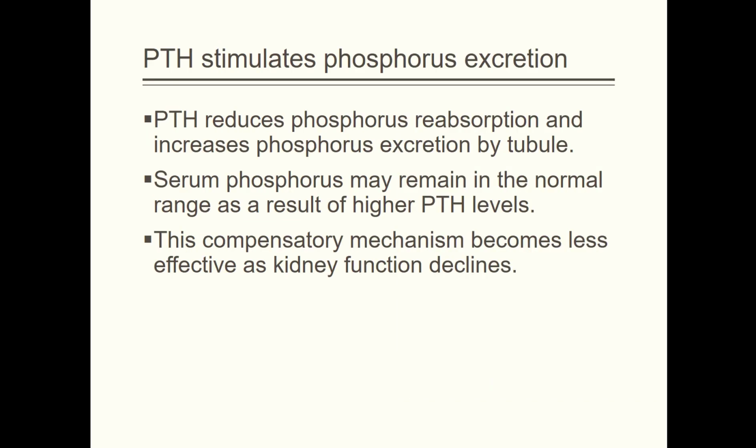PTH reduces phosphorus reabsorption in the tubule and increases phosphorus excretion by the tubule. As a result, serum phosphorus may be within the normal range. PTH helps maintain serum calcium levels and indirectly helps maintain serum phosphorus levels. Thus, patients with CKD-MBD may be present even with a normal phosphorus level.